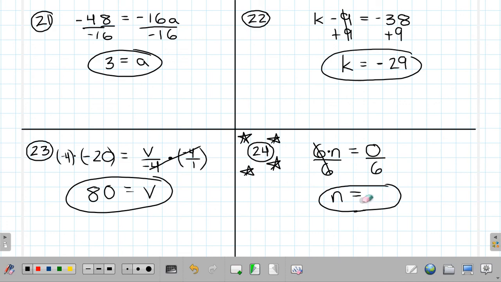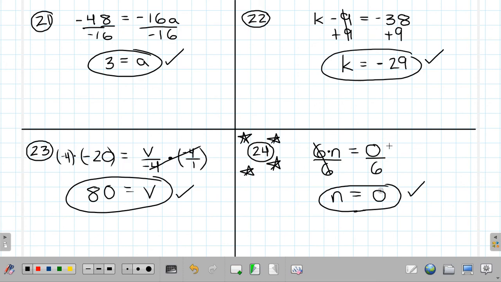If I could get a good 0 drawn here. There we go. But once again, check all these. Negative 16 times 3 is negative 48. That's good. Negative 29 minus 9, well, that's negative 38. That's good. 80 divided by negative 4 is negative 20. That's good. 6 times 0 is 0. That's good. But just be careful and be aware of this idea that you can divide 0 by a number. 0 divided by 6 is 0.